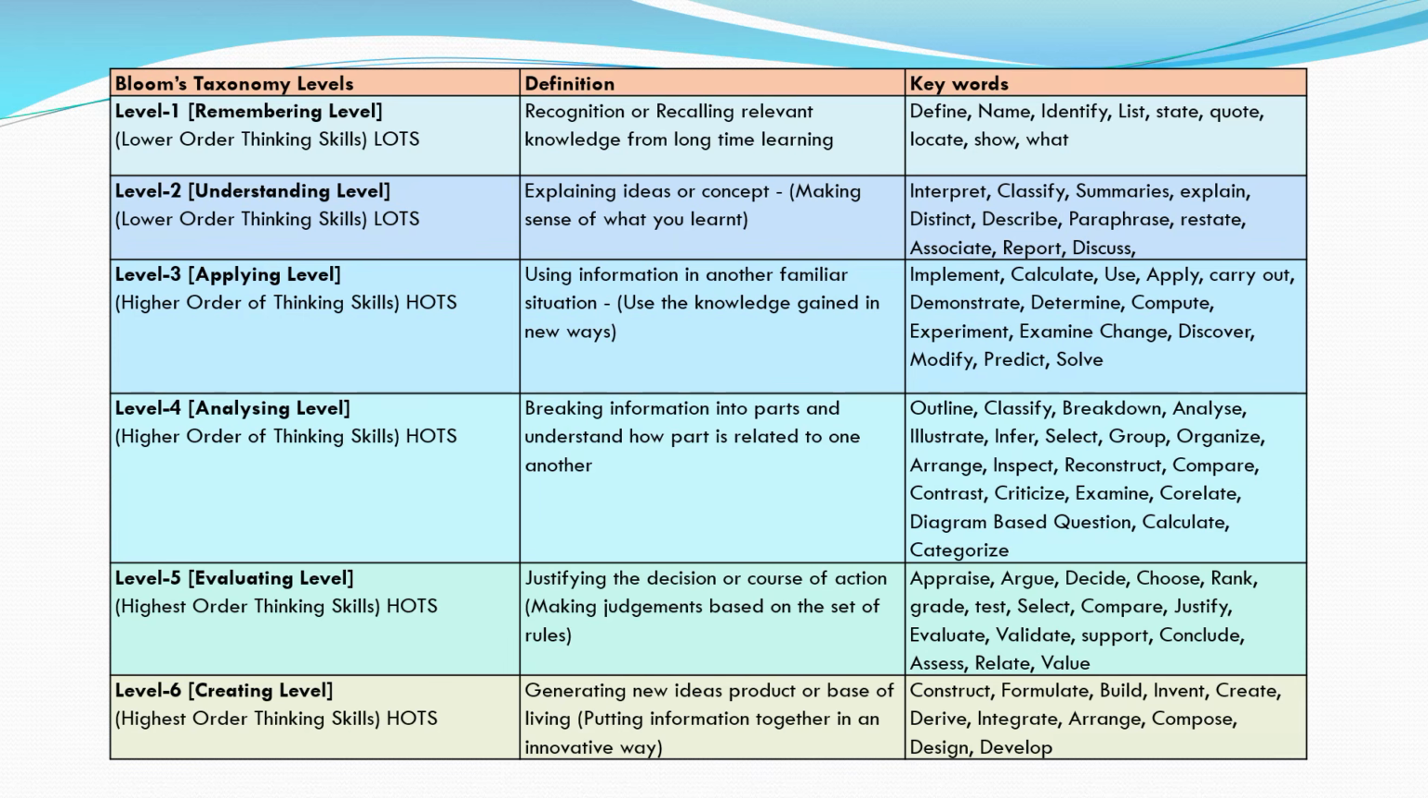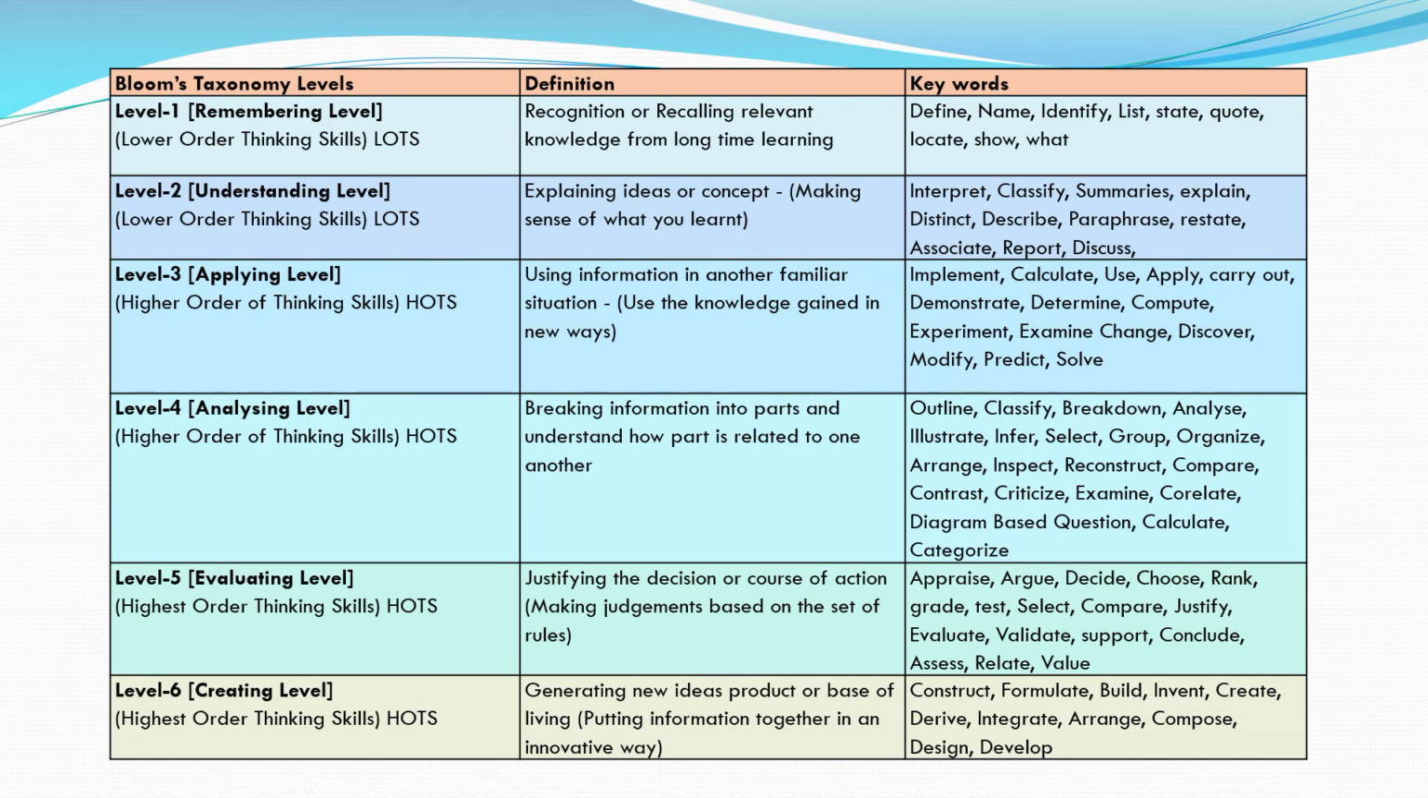Next, the understanding level. After the remembering level, it is also a lower order thinking skill. Here we can explain that it is making sense of what we have learned. The keywords used in this understanding level: interpret, classify, summarize, explain, distinguish, describe, paraphrase, restate, associate, report, discuss. These are the different kinds of keywords which help to frame a question paper at level 2, the understanding level.